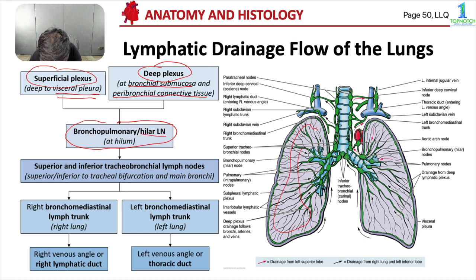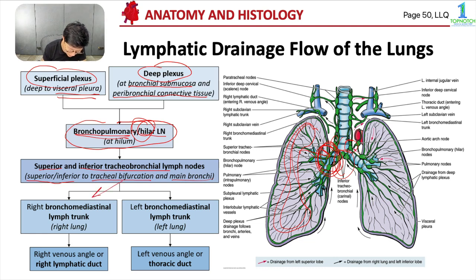So lahat ng nakikita natin dito sa gitnang to, magda-drain yan papunta sa bronchopulmonary or hilar nodes found at the hilum. So pag sinabi na merong in-extract or kinuhang node from the lungs at the hilum, it's your bronchopulmonary lymph nodes or your hilar lymph nodes. From there, the lymph passes to your superior and inferior tracheobronchial lymph nodes, which are found superior or inferior, depende, to the tracheal bifurcation and main bronchi. So ito yung sa inferior, ito yung sa superior.